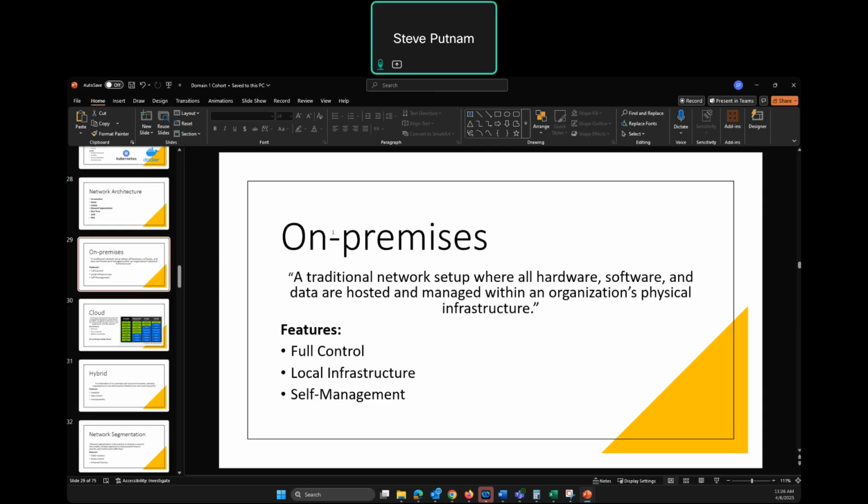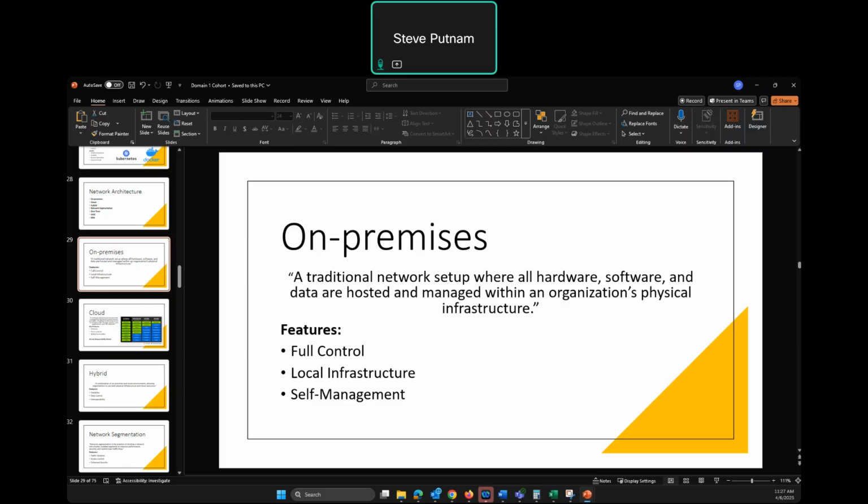So an on-premise network architecture. This is traditional. All the hardware, software, data, everything is hosted and managed within the organization's physical infrastructure. Nothing in the cloud, it's all managed internally. Now, there's some good parts of that, and there's some bad parts of that.